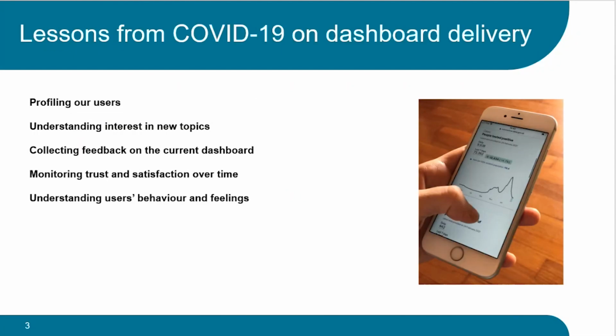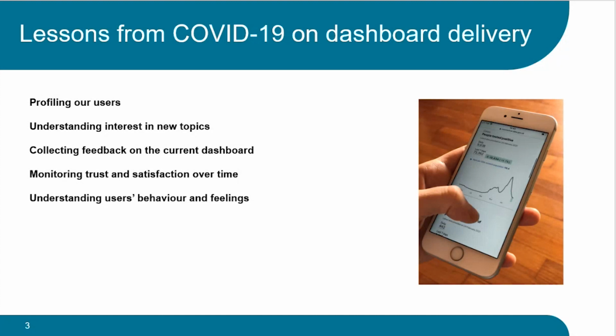Starting with lessons from the COVID-19 dashboard and that response, what we've taken from it. I've summarized it here with these titles. First, profiling our users: understanding who the dashboard users are, how the user base has changed over time, and what users expect to see in the dashboard. Next is understanding interest in new topics over time. Which are the areas of growing importance to our users around healthcare information?